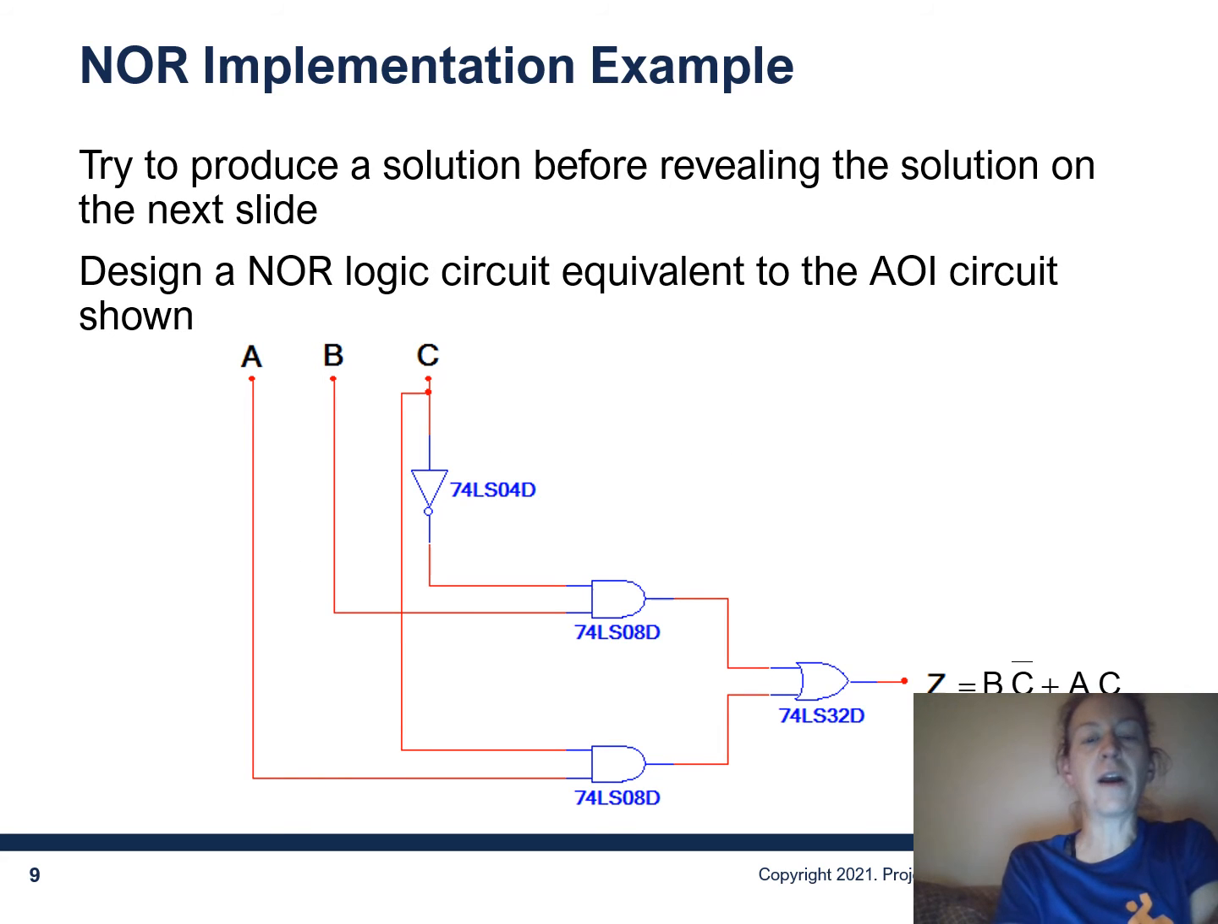So this is our example problem, and my head's covering some of it, but we're trying to implement B and C bar or A and C, and it is the same circuit. So we're going to go through the same process, except now instead of taking the gates out and replacing them with NANDs, we're just going to replace them with NORs.